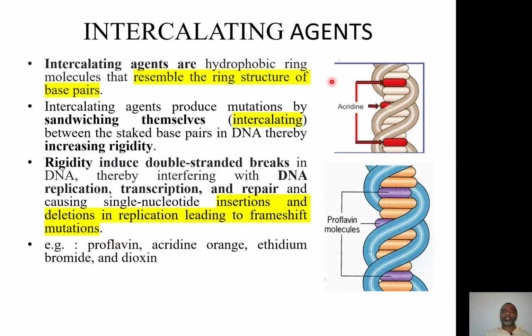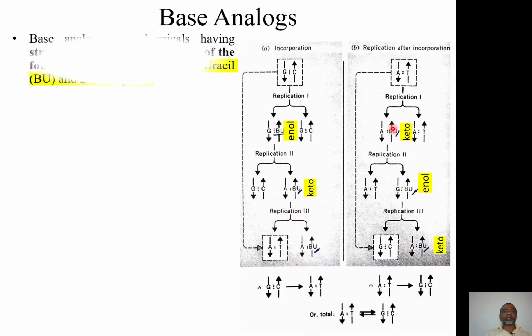You have some chemicals like acridine, proflavin, ethidium bromide, dioxin. These are chemicals which can intercalate themselves between the stacked bases of the DNA, thereby increasing the rigidity of the DNA and leading to a break in DNA and then the mutation. Then you have the base analog.